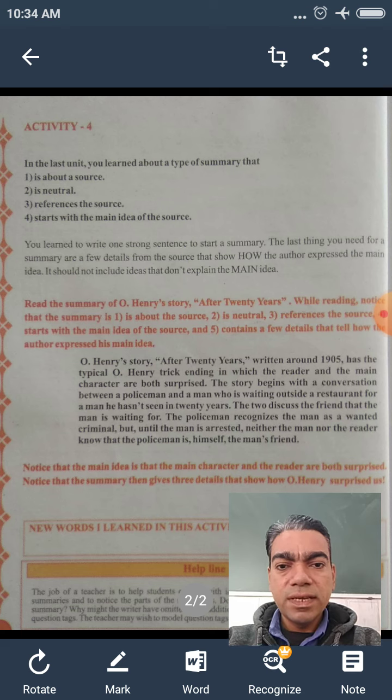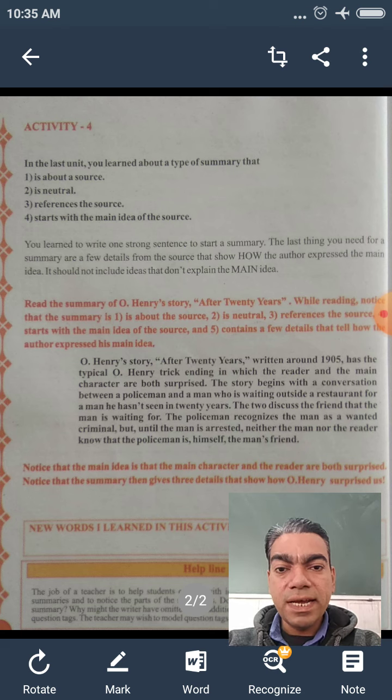Then, how the author expressed the main idea in that story about Tom Sawyer. We saw how the author was expressing the main idea. It should not include ideas that don't explain the main idea. The main idea might not have been explained in that chapter according to the writer.